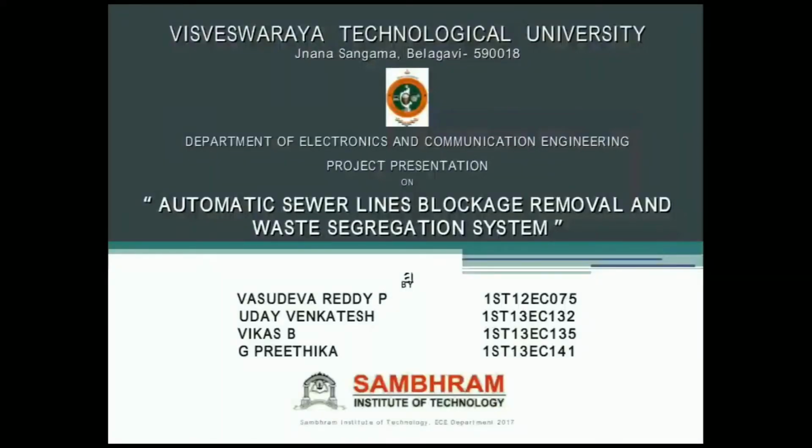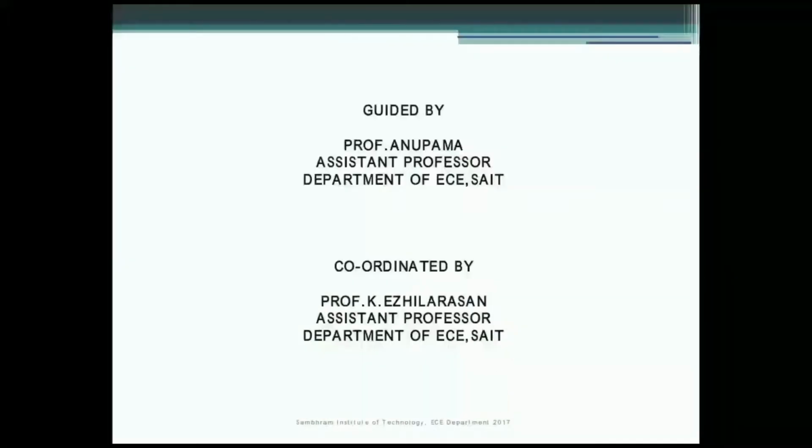Hello everyone. We introduce to you our final year project Automatic Sewer Lines Blockage Removal and Waste Segregation System by Vasudev Reddy P, Uday V, Vikas B and G Pretika, guided by Professor Anupama and coordinated by Professor Ezil Arasin.